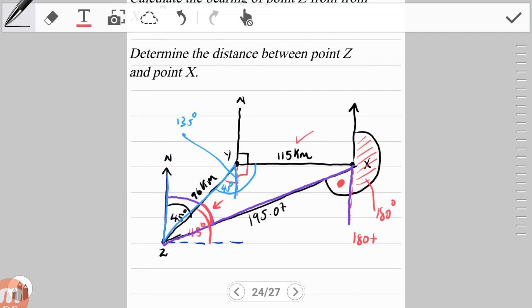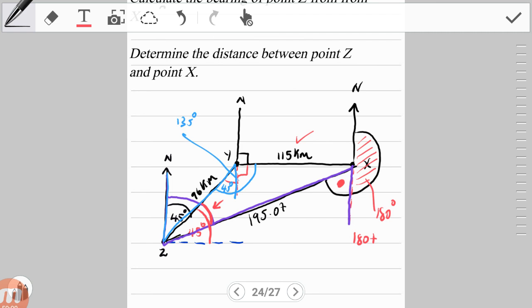So this distance around here is calculated to be 195.07. I think that would have been an appropriate question to ask you to calculate first, and then after that, I could go ahead and ask you to find the bearing of z from x. So now that's what we're going to be finding. You would have gotten about 3 marks to find that particular side and another 3 marks to find this angle here.